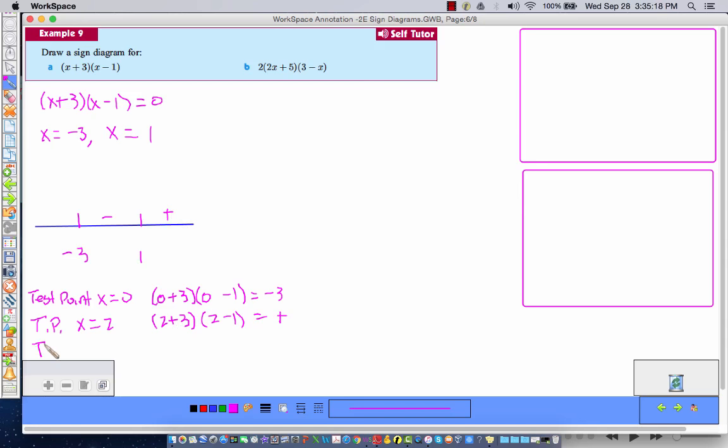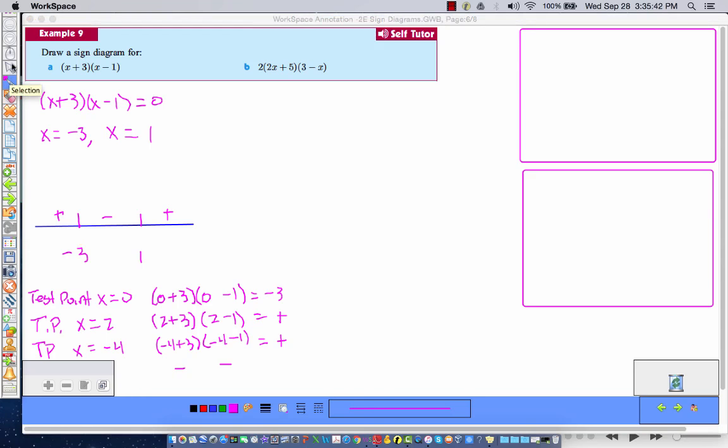And so my last test point, x equals, let's do -4. So that would be -4 plus 3 times -4 minus 1, right? So -4 plus 3 is a negative, and -4 minus 1 is a negative, and a negative times a negative is a positive. So I have a positive here.